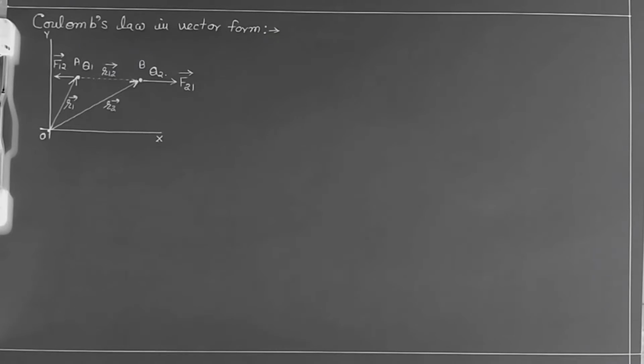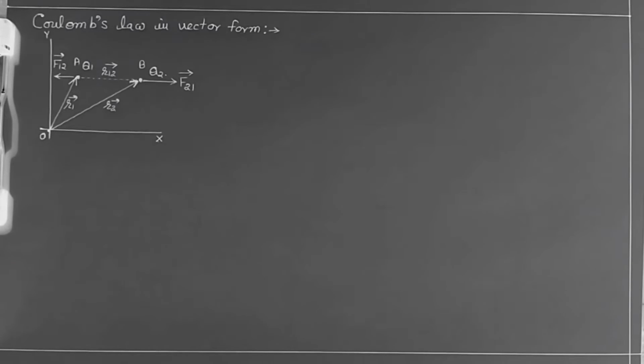Hello students. In our previous lecture we discussed Coulomb's law. We have seen that in 1785, French physicist Charles Augustin Coulomb measured the electrostatic force acting between two stationary point charges with the help of a torsion balance, and he formulated his observations in the form of a law which is known as Coulomb's law.